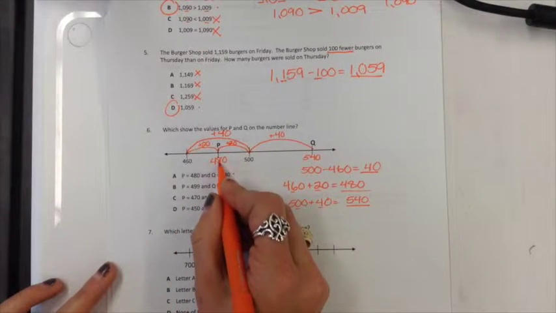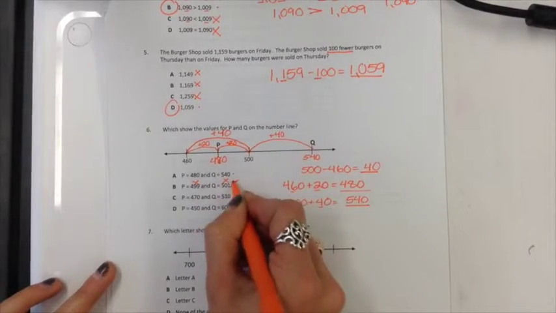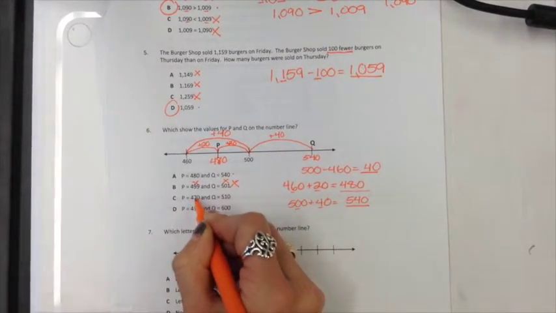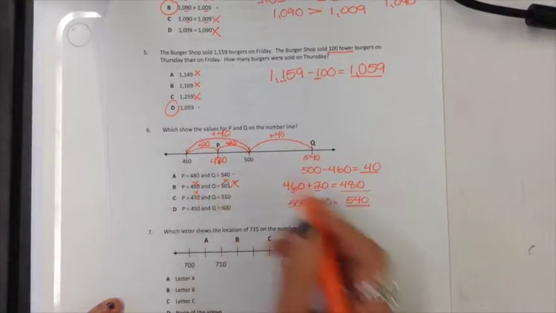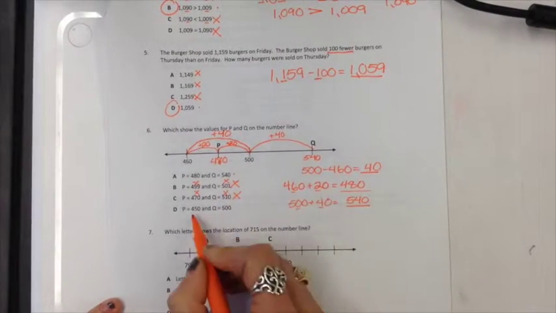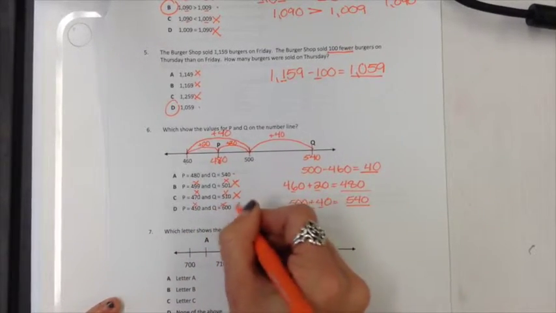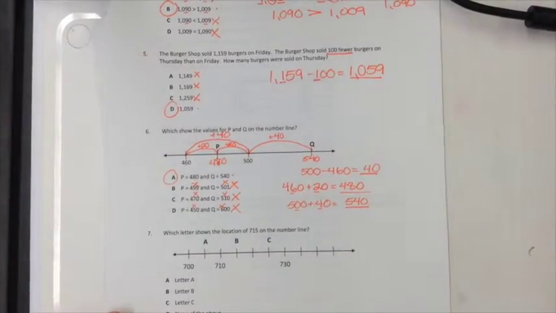P is 499. Oh, nope. And Q is 501. No, so the whole thing is wrong. P, 470. No, that's not what I got. Q, 510. Nope. P, 450. No. Q, 600. No. Our only answer choice is A.